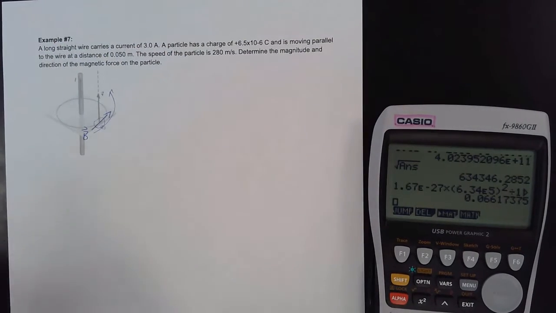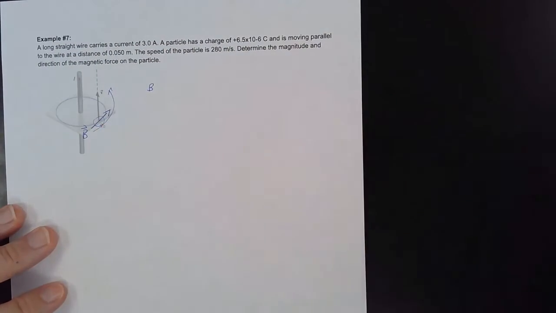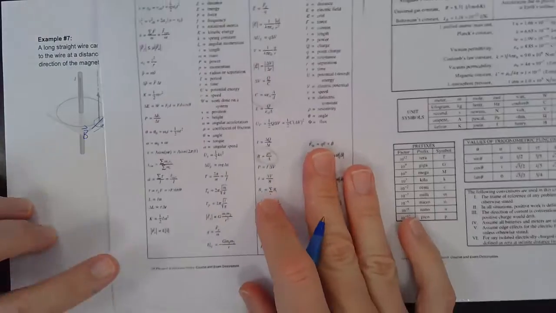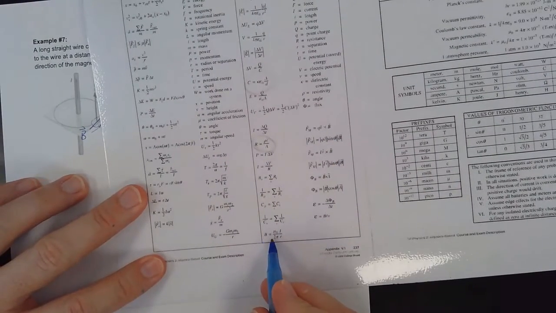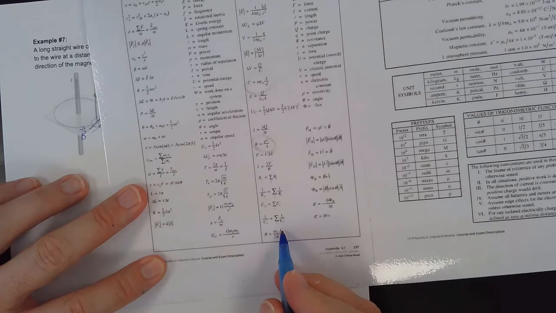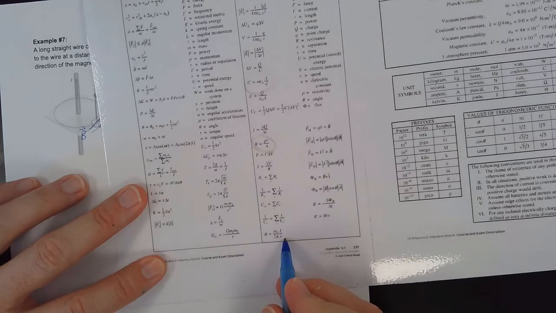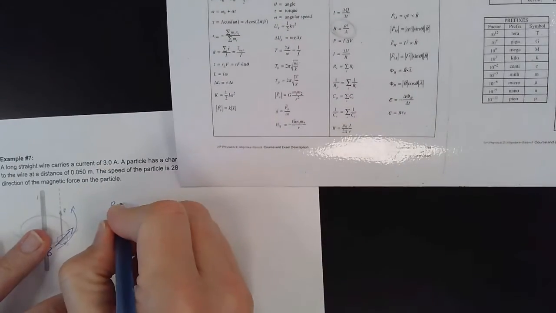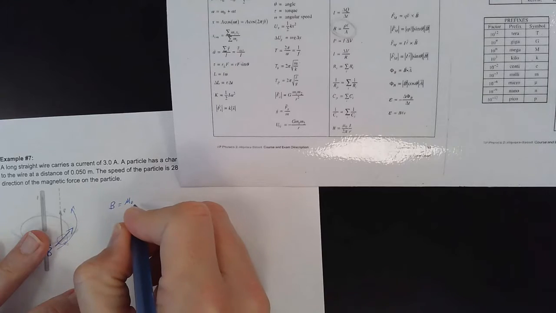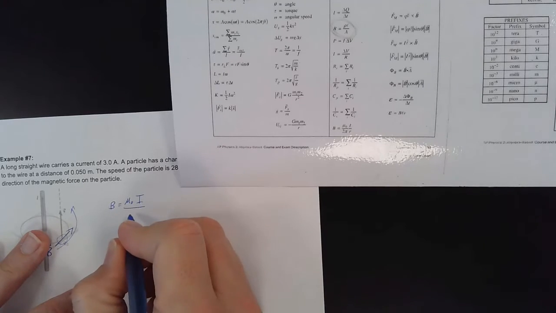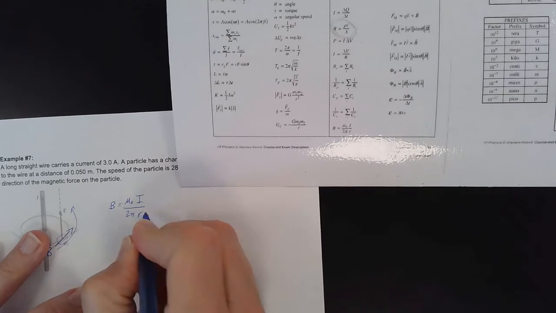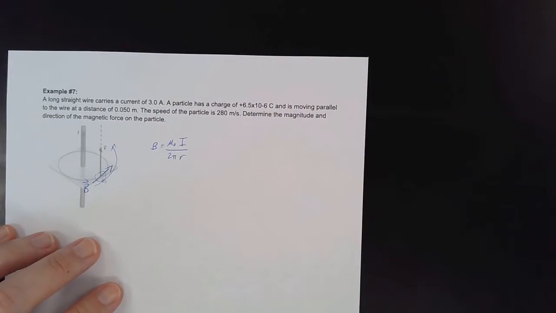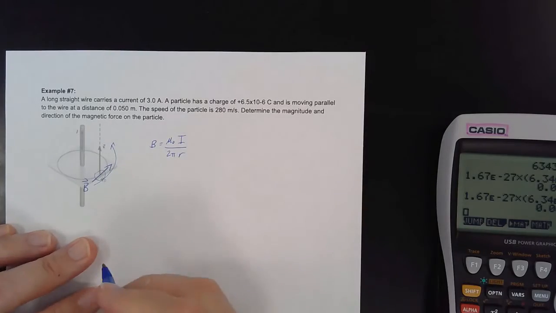Okay? We can also get the magnitude. In our AP formula packet right here, we can see that the magnetic field is equal to the magnetic permeability of free space, times the current, over 2 pi r. So we can put all that together to get our answer. So we've got our mu naught, we've got I, the current, we've got 2 pi, and we've got r. So let's go ahead and put all that together with the information that we have.